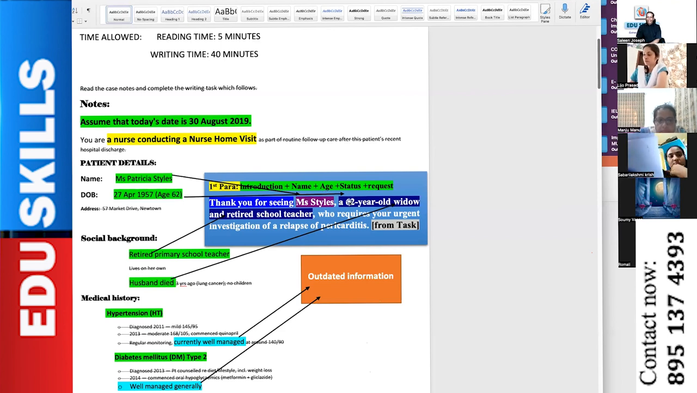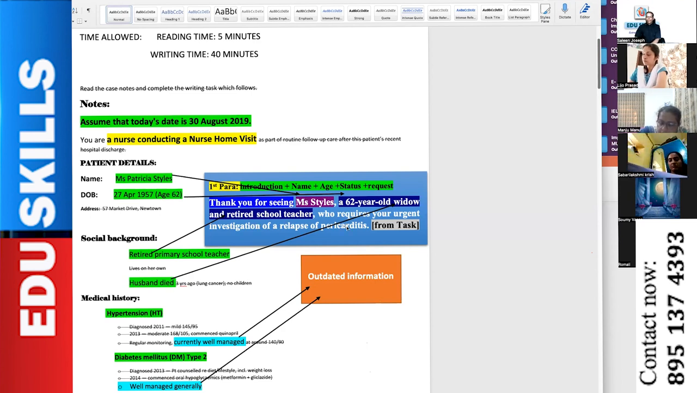Mr. Stiles is the name, age, a 62-year-old widow. Status is widow and a retired school teacher who requires your urgent investigation of a relapse of pericarditis. Or also you can write investigation of a suspected relapse of pericarditis. You can change the patterns. But these aspects should be included in your introduction.